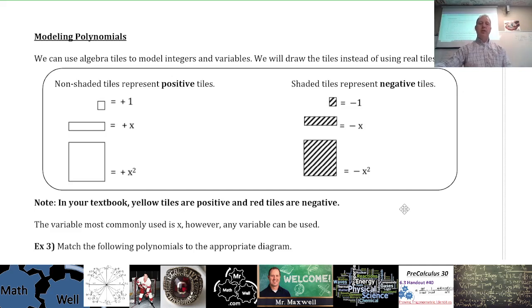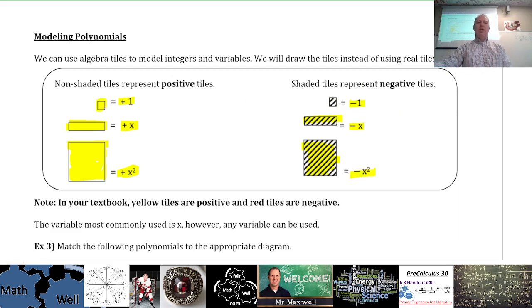So in your notes, you'll see that algebra tiles can be represented by squares. One small square represents a positive 1, and that's a square that's not shaded in. And a rectangle like this would be a positive x. Anytime we need to represent a single x, we use this rectangle. And then a positive x squared would be this large square. Over here, the shaded figures: a shaded little square is a negative 1. A shaded rectangle is negative x, and a shaded large square is negative x squared.